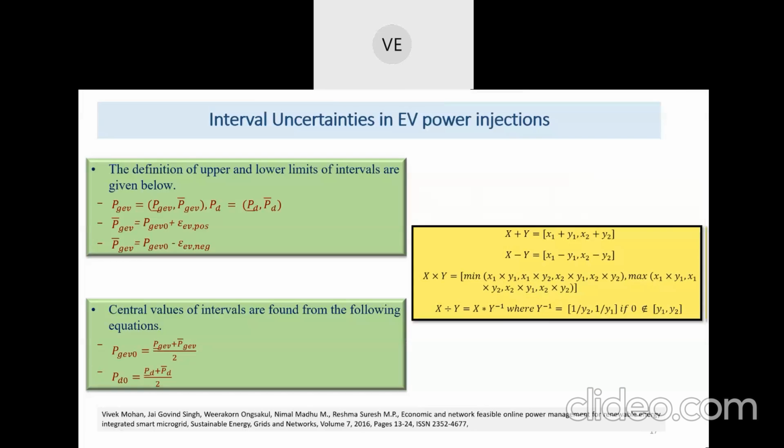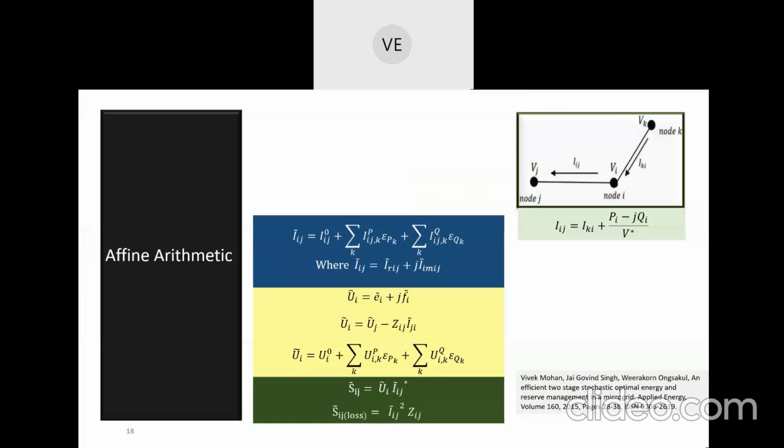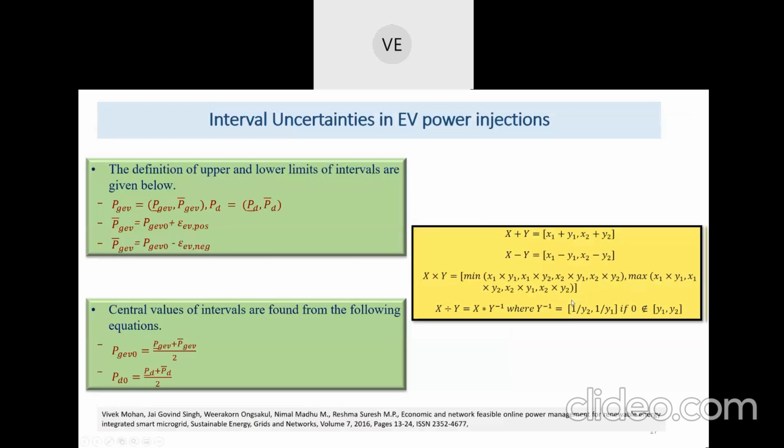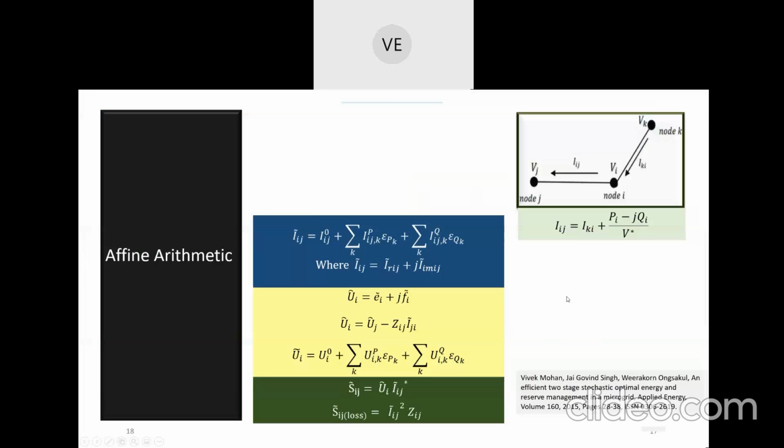Now another aspect. In addition to interval uncertainties, we are going to consider sensitivities also. What is sensitivity? If there is an uncertainty in power injection at this particular node I, that will somehow affect the power injection of node J, right? This happens for active power and both active power and reactive power. To account for this, we are considering sensitivities also. How to consider sensitivities? Let's see.